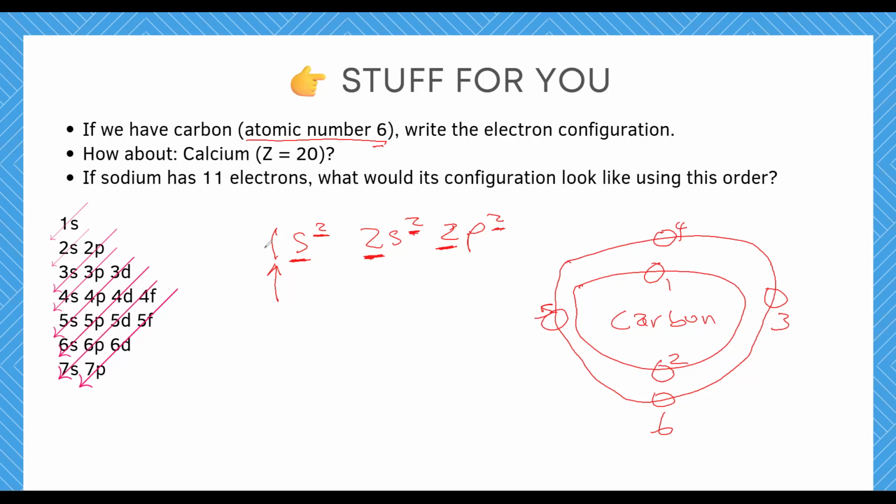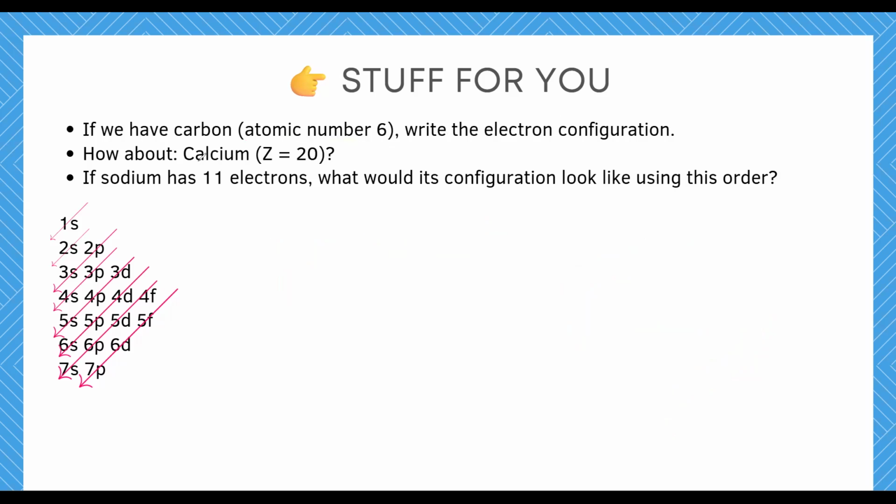So now I want you people to help me. This is the next element that we have, calcium. Calcium has the atomic number of 20. In other words, we have 20 electrons. Can you help me write the electronic configuration of calcium?